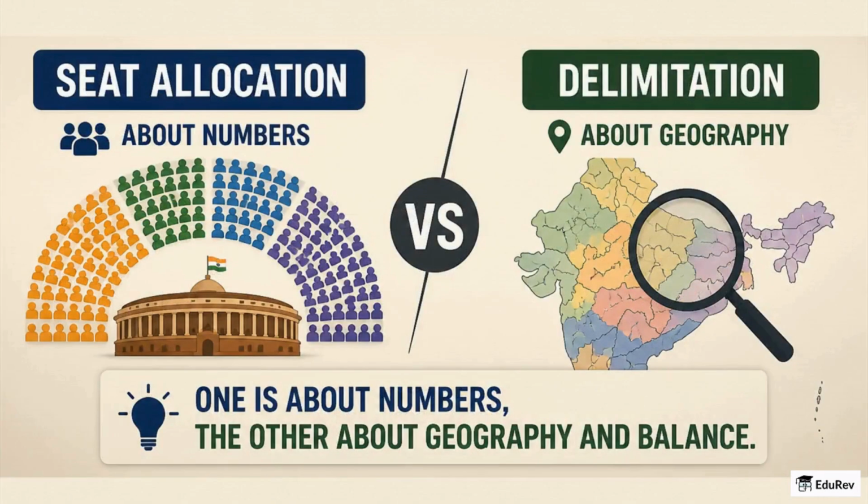And towards the end, we will understand a key idea that most UPSC aspirants miss: the difference between allocation of seats and delimitation of boundaries. One is about numbers, the other about geography and balance.